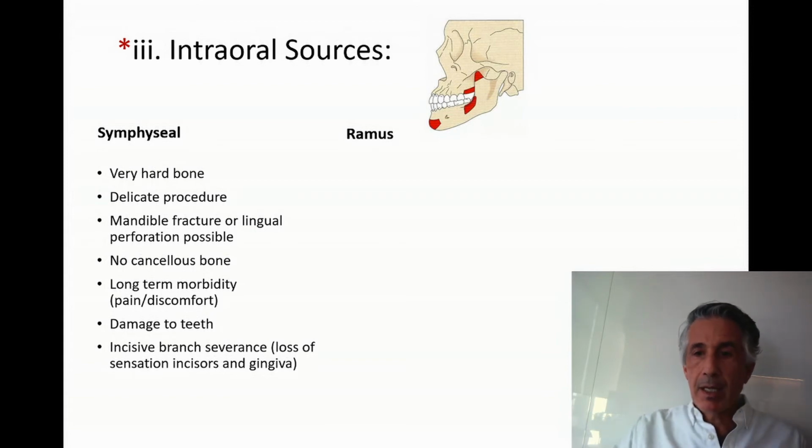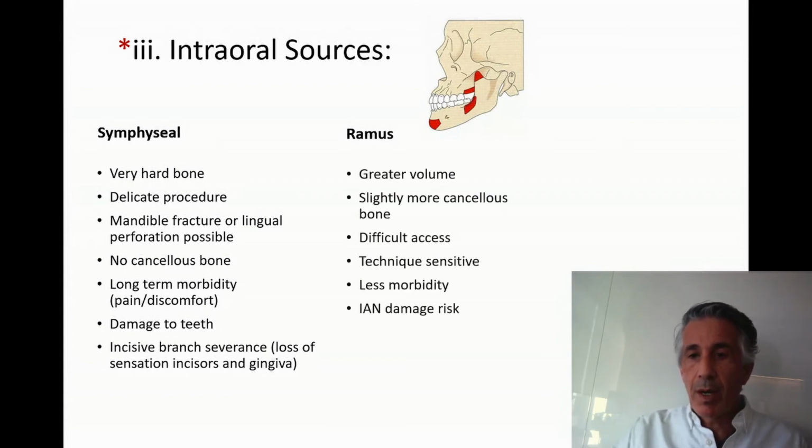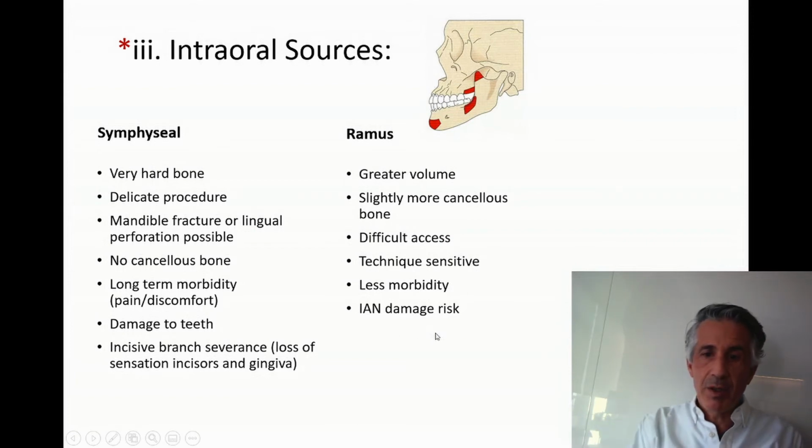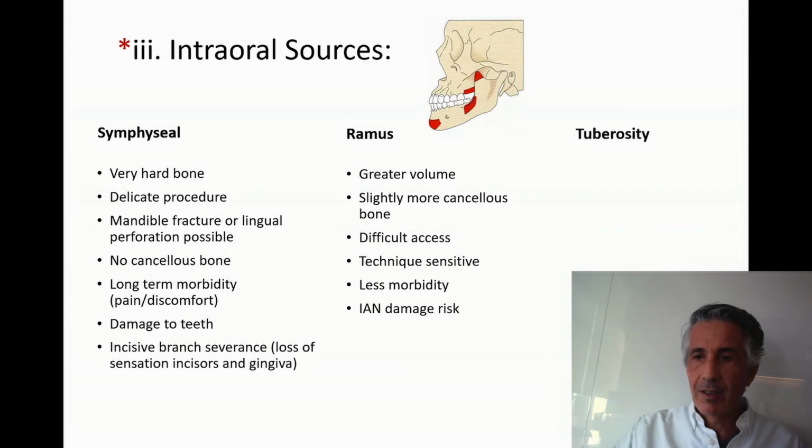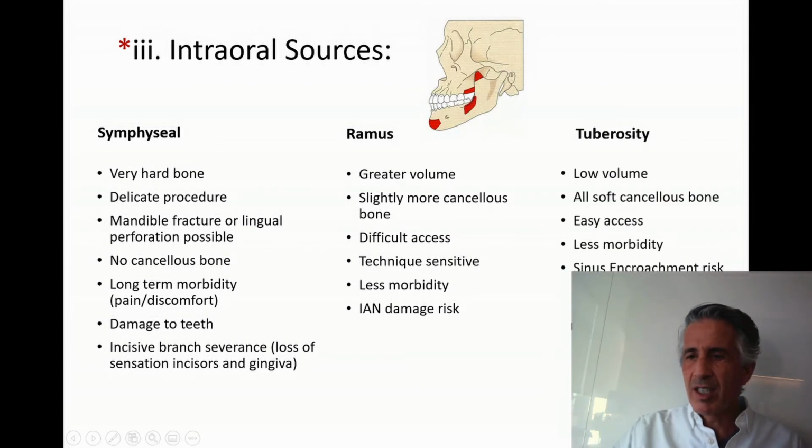The next is ramus bone. Ramus has a greater volume, a little bit harder as well, and there's some cancellous underneath, but the cancellous is just in and around the inferior alveolar nerve, so you have to be careful because there's a high risk of nerve damage, especially if part of that bone is stuck onto the nerve. We take it from the tuberosity. I don't like taking this. We try. It's very fatty in patients as they get older, and it's a little bit of bone and not easy to work with, and you can carve into the sinus if you're not careful.